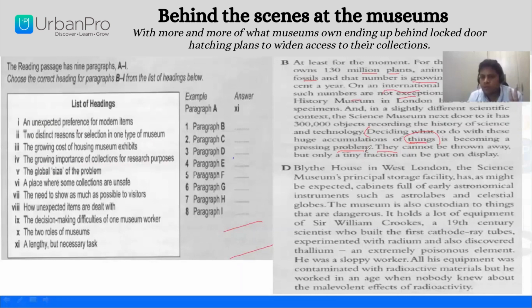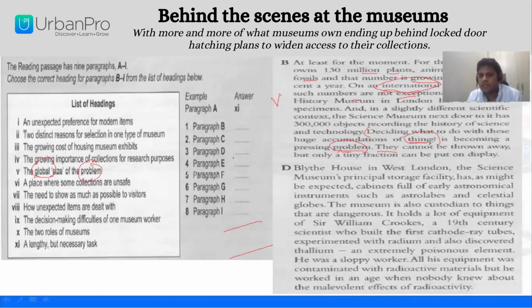things, problem. Okay, so can you search for synonyms for any of these keywords? Like if you search for a synonym for international, if you search here, we have one option, global. So global, yes, international. Problem, yes, pressing problem. So the perfect heading for this is 5. Global size of the problem.